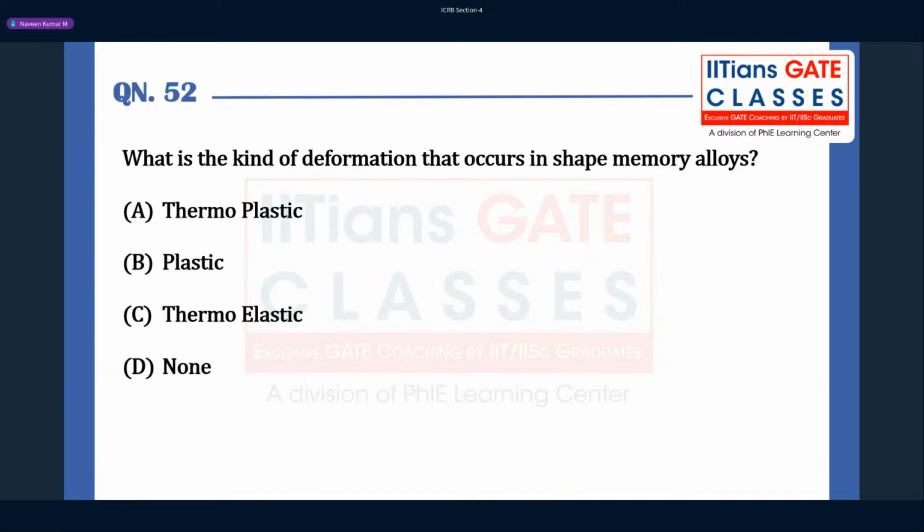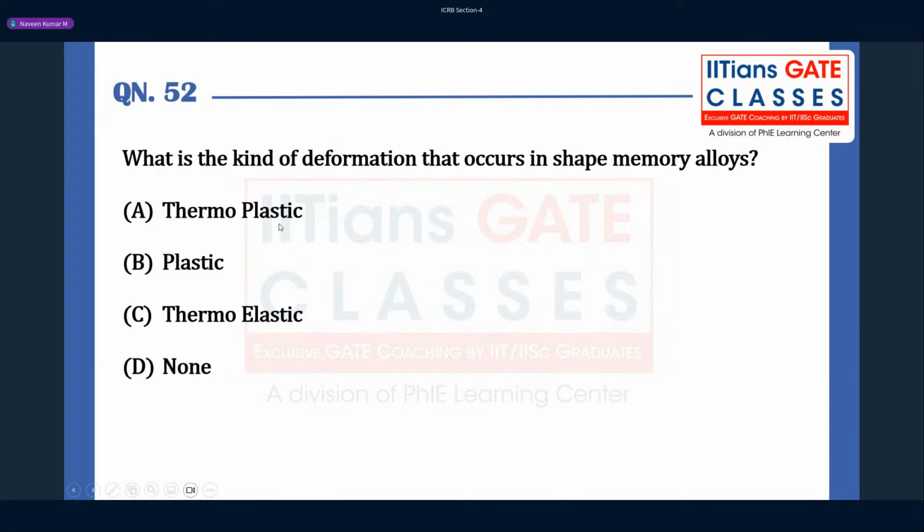Next is what is the kind of deformation that occurs in shape memory alloys? So what is a shape memory alloy? A shape memory alloy will get back to its original position after being deformed. After some time, if you apply some heat, it will come back to its original position. That is the meaning of shape memory alloy. It will remember its shape. You apply a load, it will deform, and you apply some heat to it, it will come back to its original position.